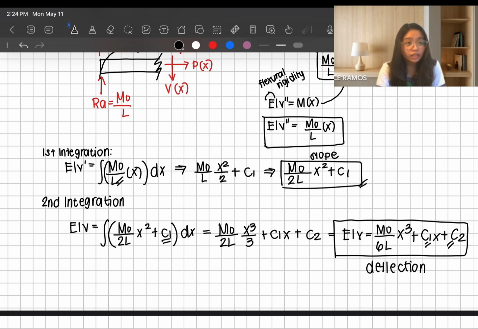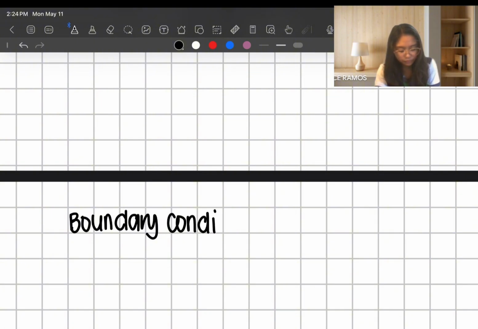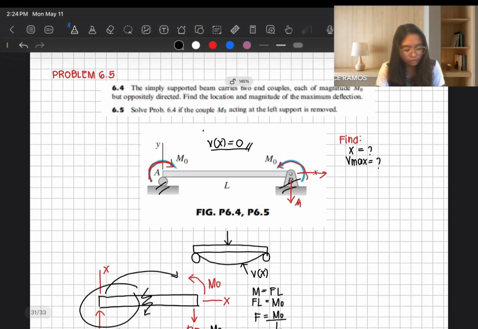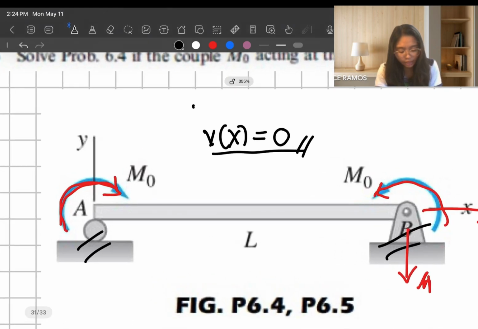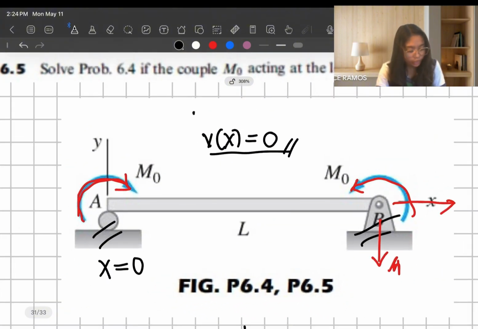So kailangan po natin ng tinatawag na boundary conditions. Ibig sabihin po, kailangan po natin mag-set ng coordinates at reference point. So, let's try to go back to the given figure. So, ipagpalagay po natin na yung point A natin is our starting point. So, our A will become x equals 0. Yung B naman natin is our end point. So, this will become x equals L.